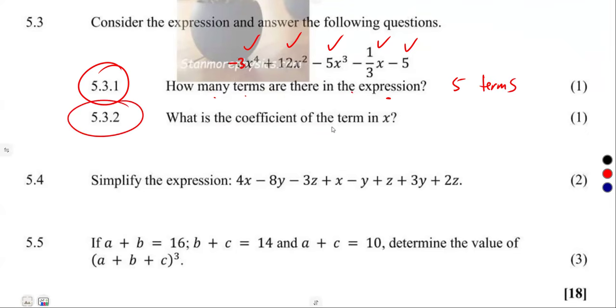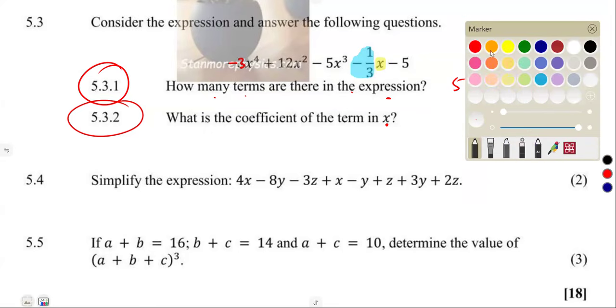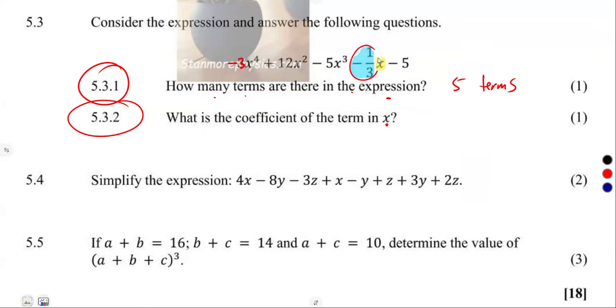5.3.2, what is the coefficient of the term in x? The term in x. This is the term in x. So what is the coefficient? The number that is multiplying x here is what? Negative 1 over 3. So the coefficient is the one that we need. The coefficient is negative 1 over 3. All right? Just like that.